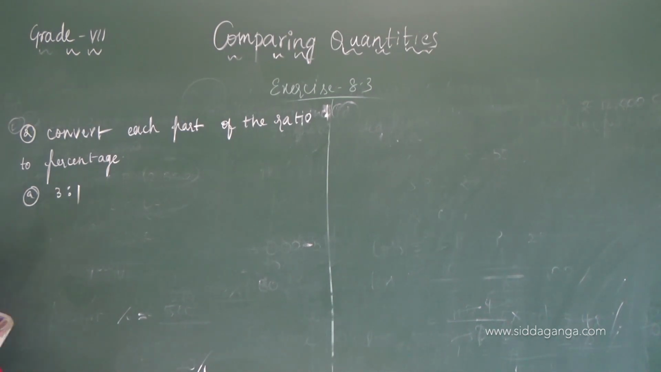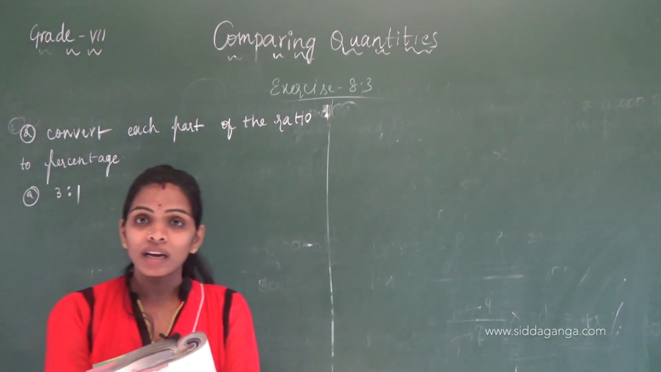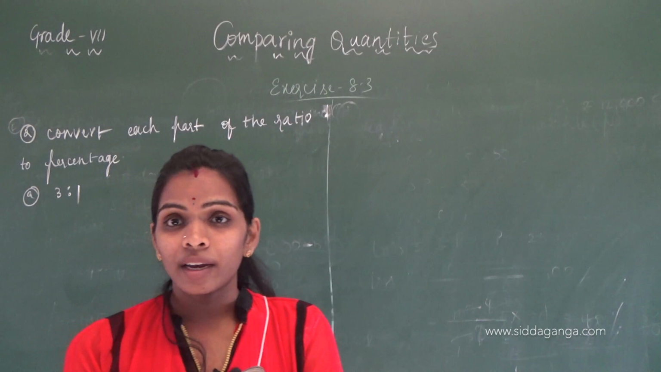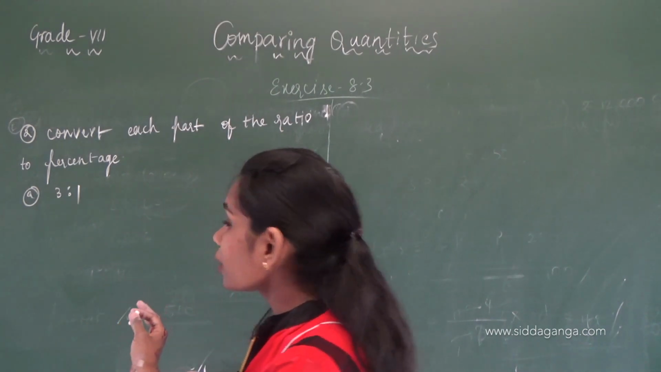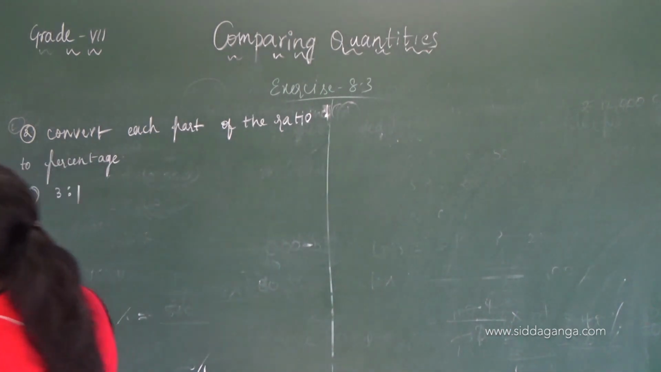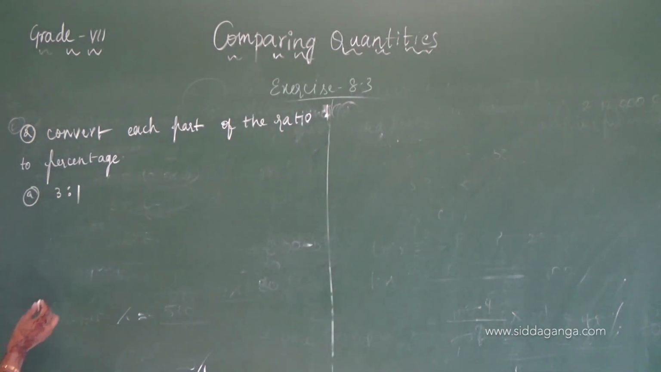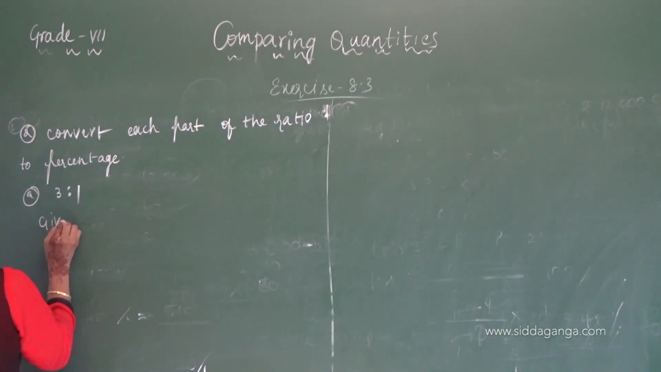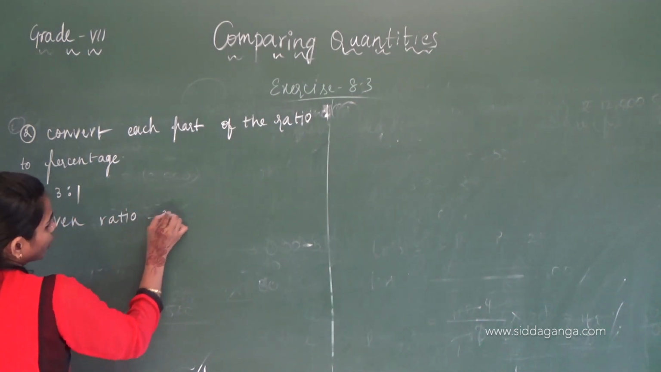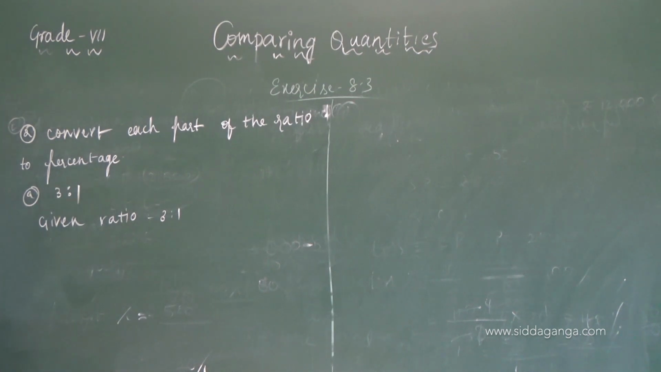What is the process to convert each part of a ratio into a percentage? Just take the first part divided by the sum of the numbers in the ratio, into 100. How do we write that? Given ratio: 3:1. Total sum of the ratios.